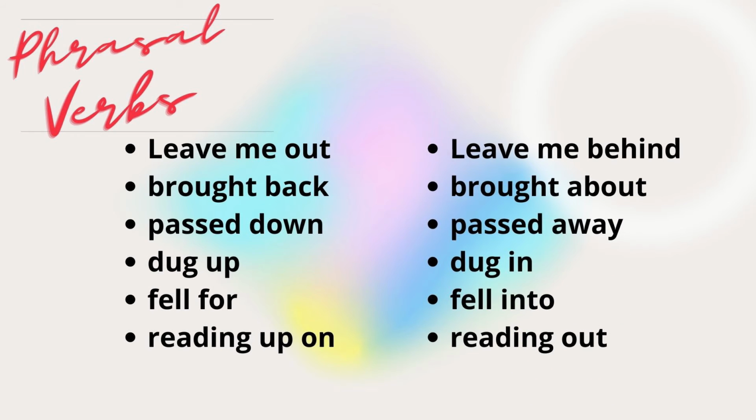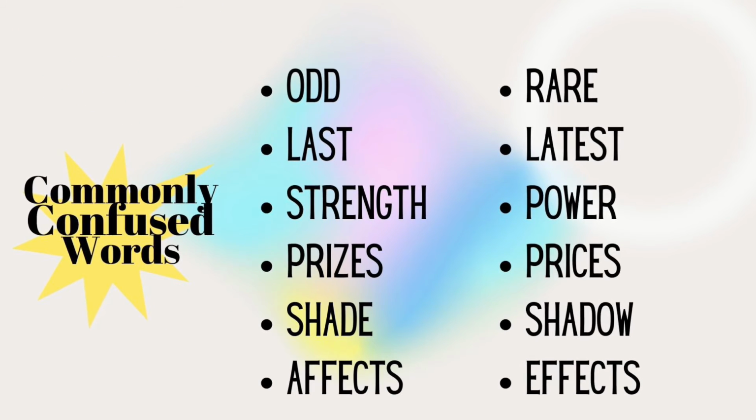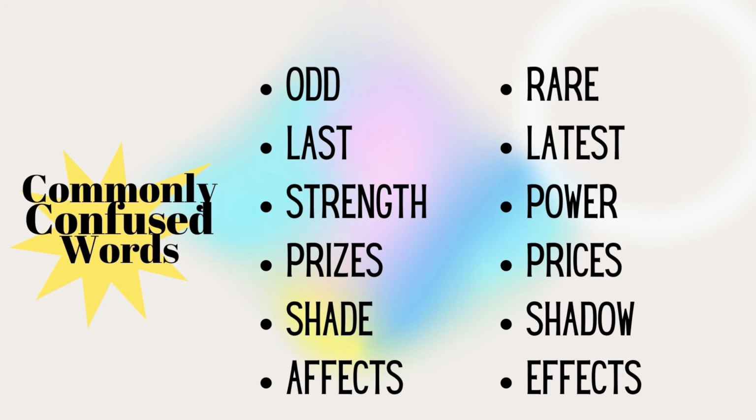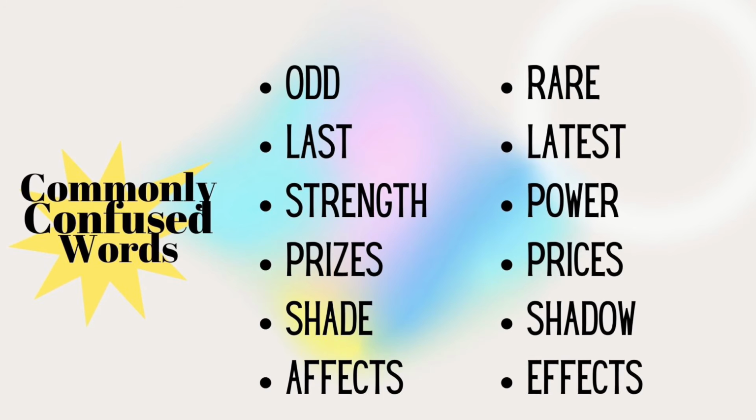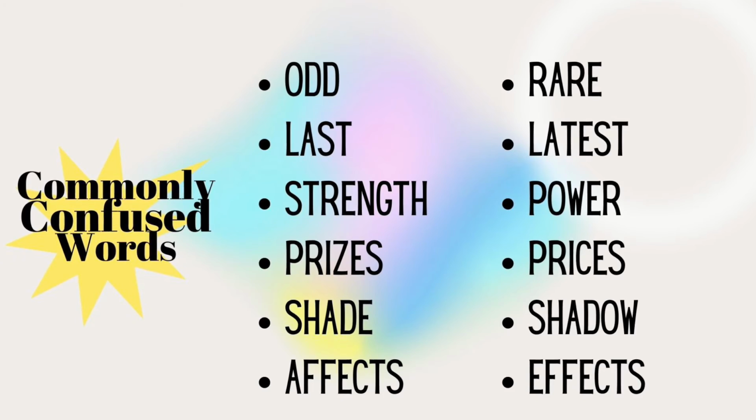For the first one, phrasal verbs, you may see phrasal verbs like lift me out, leave me behind, brought back, brought about, pass down, pass away, dug up, dug in, fell for, fell into, reading up on, and reading out. While for the second task, it is about commonly confused words like odd and rare, last and latest, shrine and power, prizes and prices, shade and shadow, affects and effects.